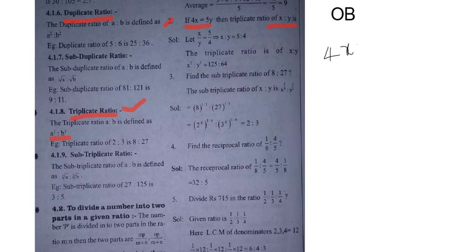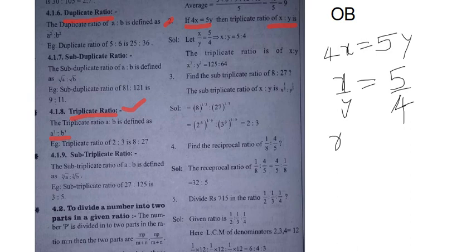I am sending all x and y to one side and 4 to the other side. What will happen? See here, I have brought y from that side to here. So x by y equal to 5 by 4. Okay, this is in the form of a fraction. Now can I write it in the form of a ratio? x by y is nothing but x is to y. We can say x is to y is equal to 5 is to 4.